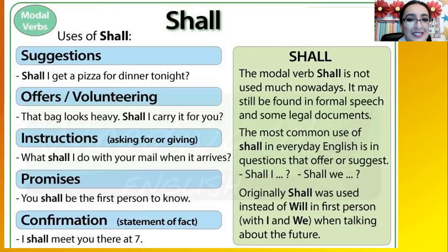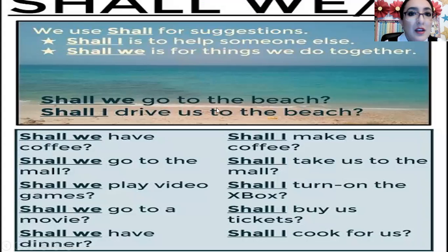What do you think about this? Shall. But don't worry, because we are going to have other kinds of examples for you. Okay, shall we, shall I? Me voy a mover aquí. Remember, we use shall for suggestions. Shall I is to help someone else. Shall we is for things that we do together, okay?